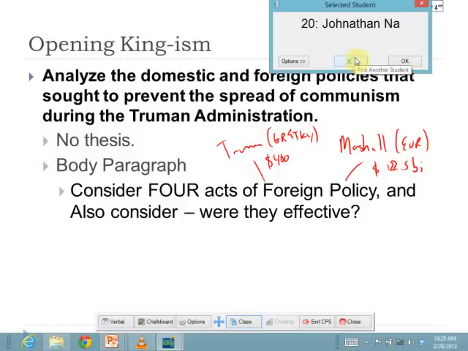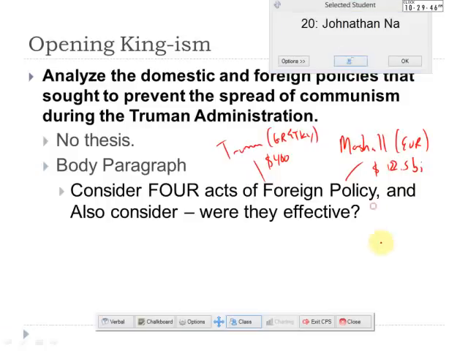What else did we do besides Truman Doctrine and Marshall Plan? What are the other things that we did? Talk about a whole bunch of other ones. So Jasmine, what else did we do? So the Organization of American States, and what did that try to do?